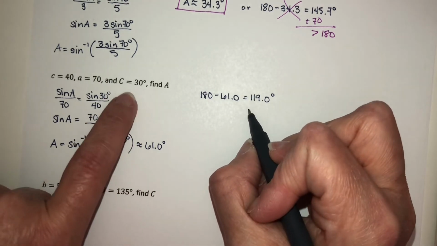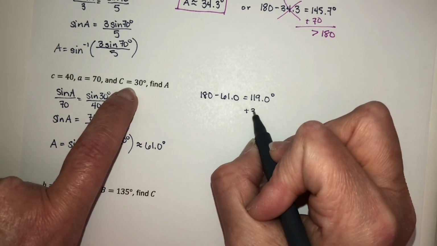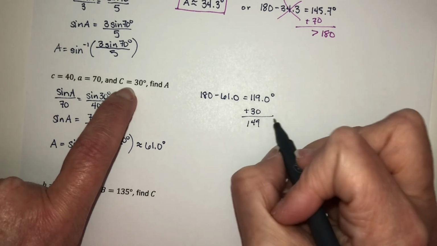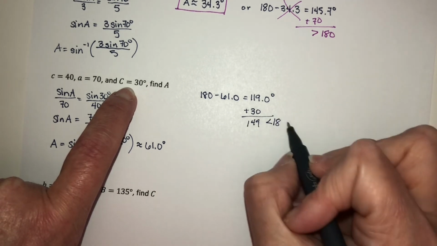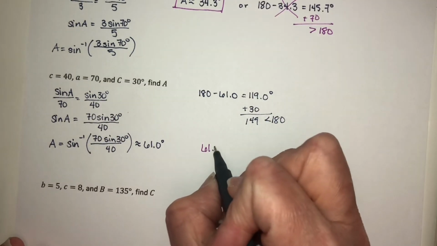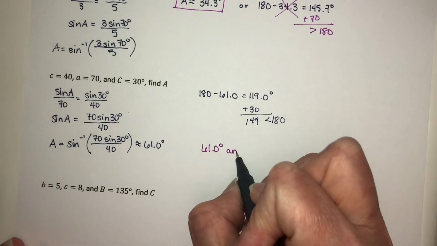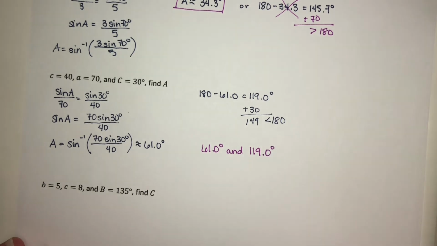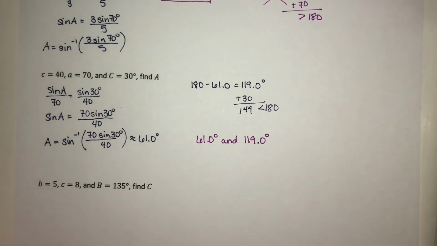Now add that second angle to it, the one we know, and see if it's greater than 180. And that's less than 180. So that means this is also a good solution. We have two potential solutions here.